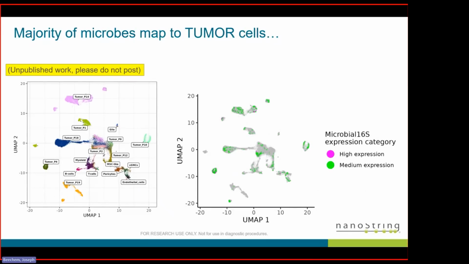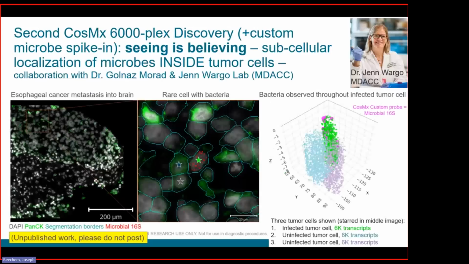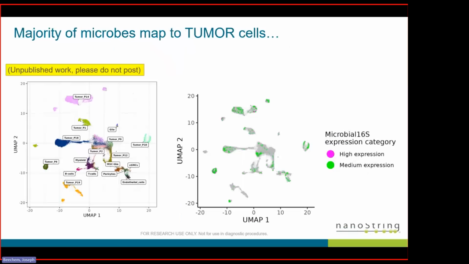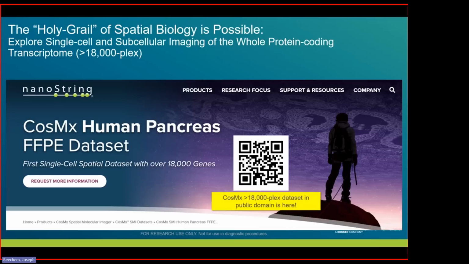We mapped them over many different tumor cases. They predominantly map with the tumor cells, but we can make three-dimensional maps of the intracellular bacteria with CosMx, and you get these absolutely gorgeous three-dimensional images. So sort of excited about that discovery that we made also.